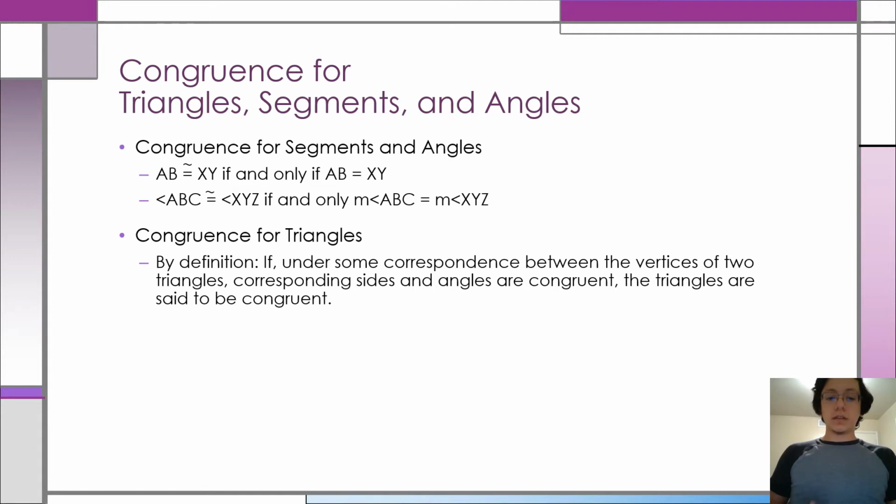And the other congruence is congruency for triangles, now that we've talked about the segments and angles. By definition, it says that if under some correspondence between the vertices of two triangles, corresponding sides and angles are congruent, the triangles are said to be congruent.